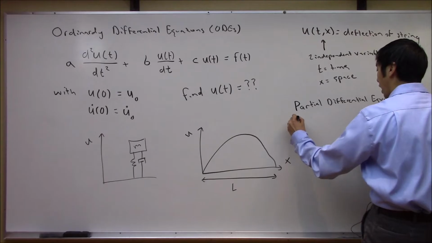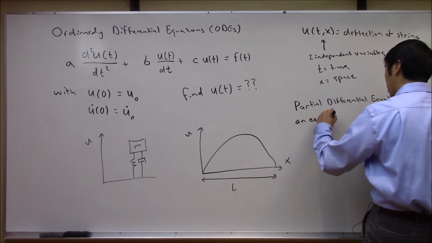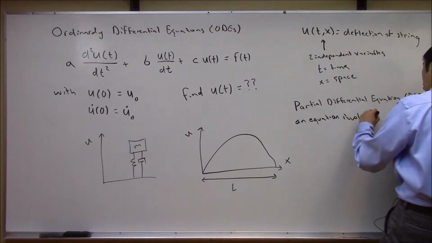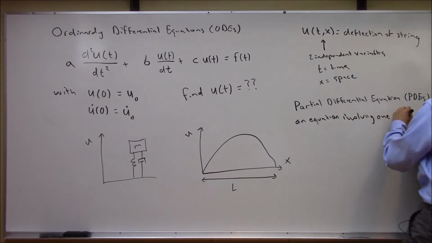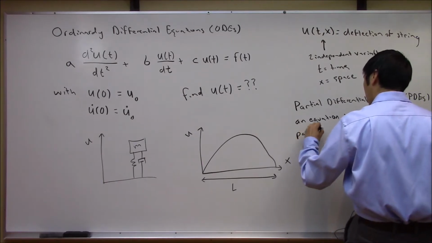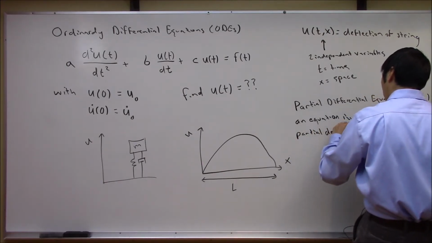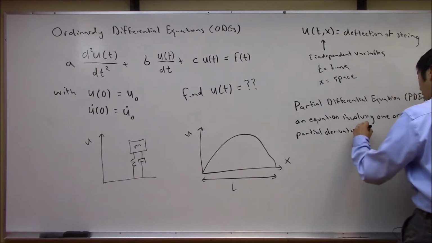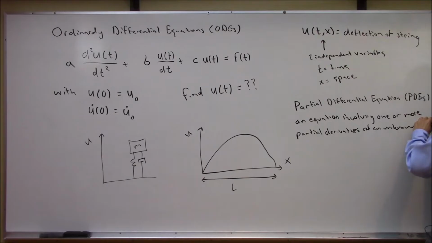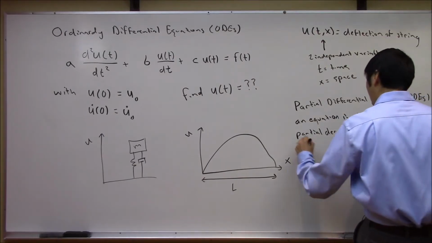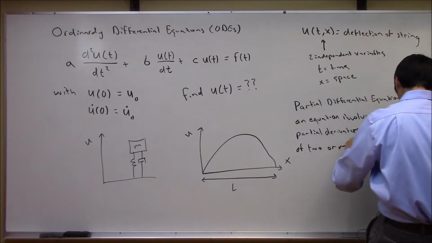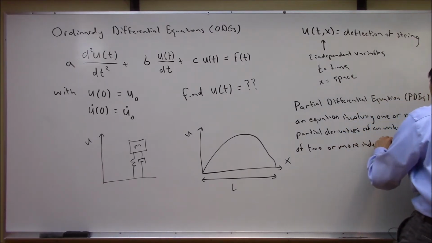So this is an equation involving one or more partial derivatives of an unknown function of two or more independent variables.